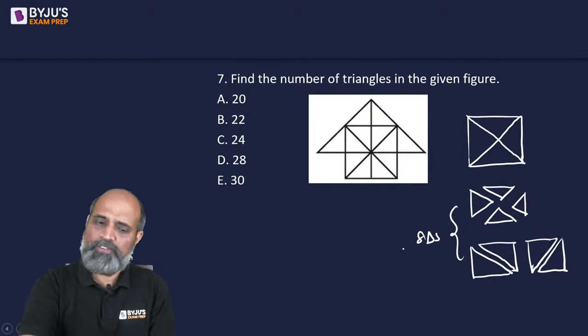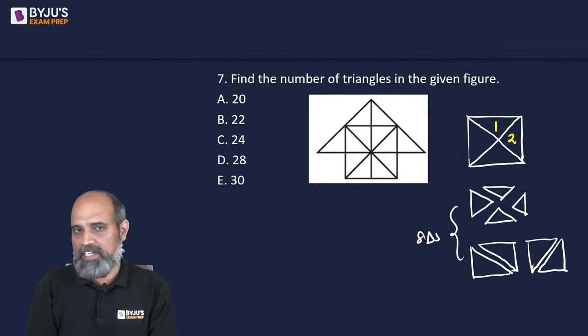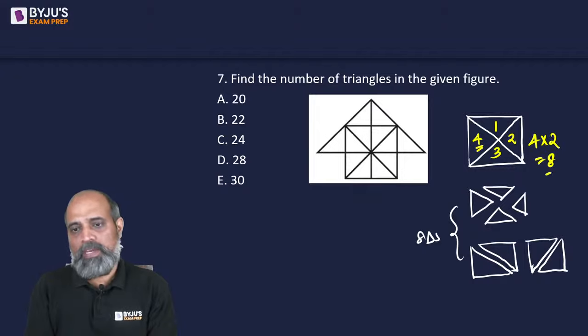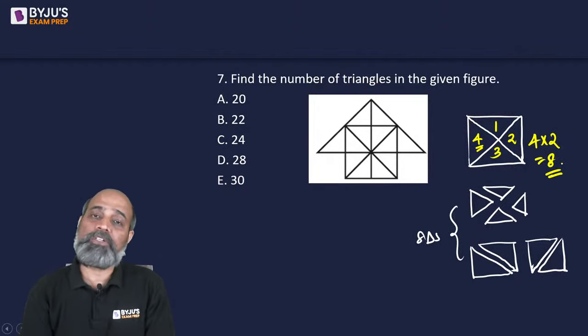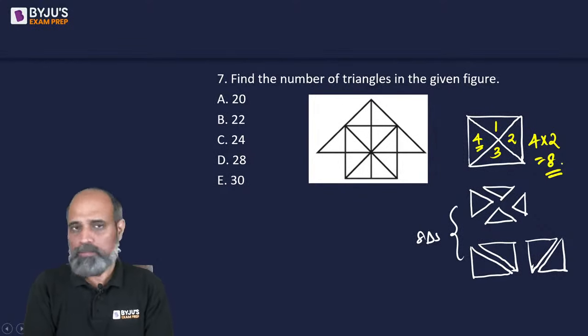Is there any shortcut for this? Is there any formula? Yes. What you do is you write from a particular small triangle in clockwise or anti-clockwise in consecutive order. Start writing numbers 1, 2, 3, 4. The number at which you stop, double it. Those many triangles you are going to have in that particular square figure. Square or rectangle, whatever it is, you will get that many triangles.